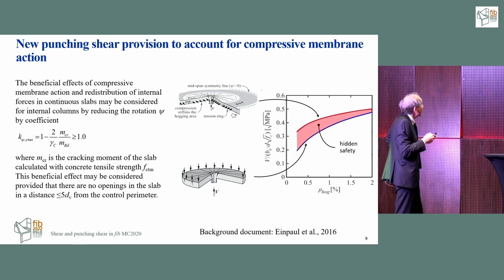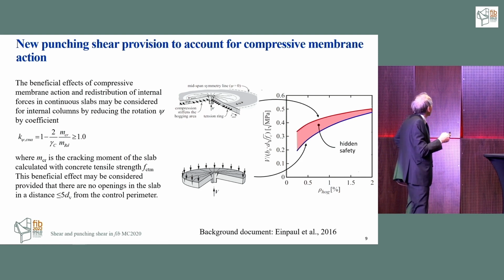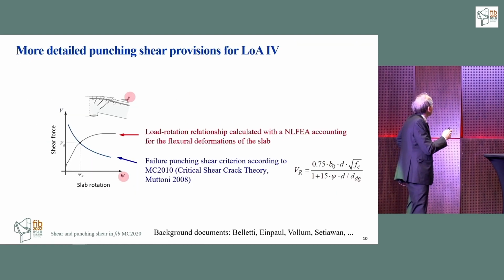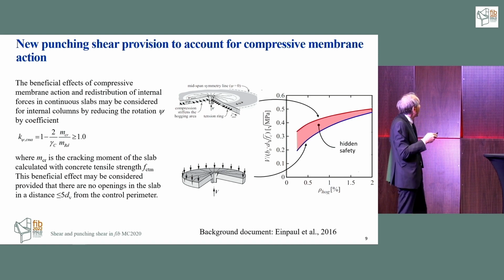For instance, a very simple improvement is that we reduce the rotation, which is necessary in order to calculate the punching shear resistance, with this factor here, which is based on a rational model. In fact, it looks very simple, but it is based on a rational model. And this allows us to increase significantly the punching shear resistance compared to the case of the isolated test specimen.